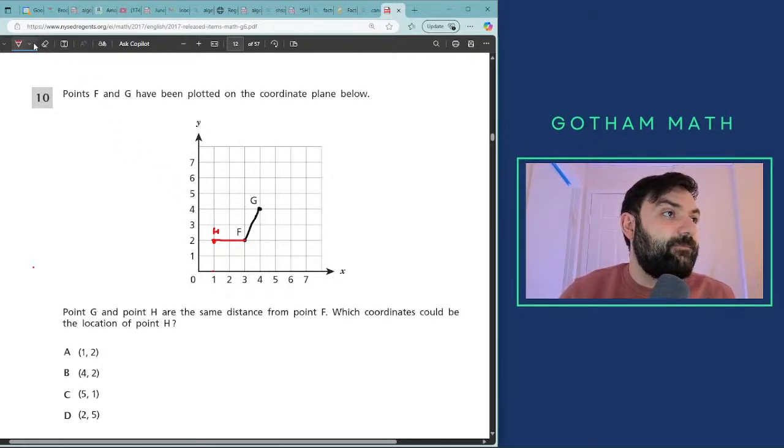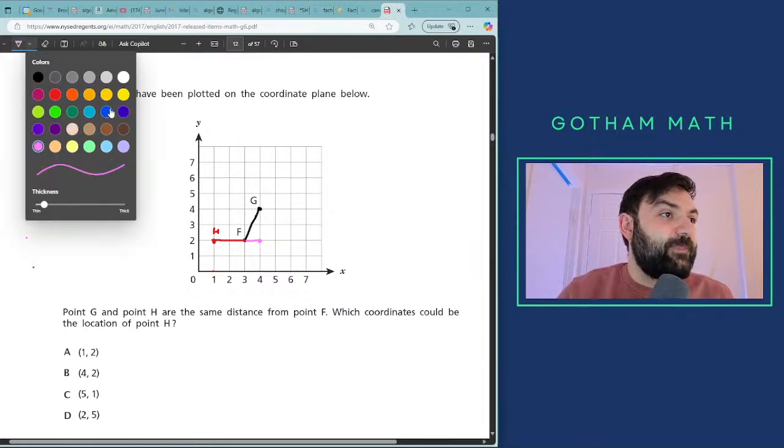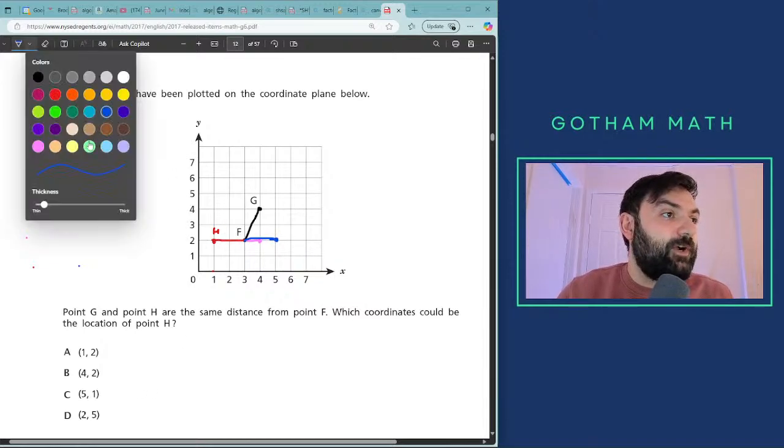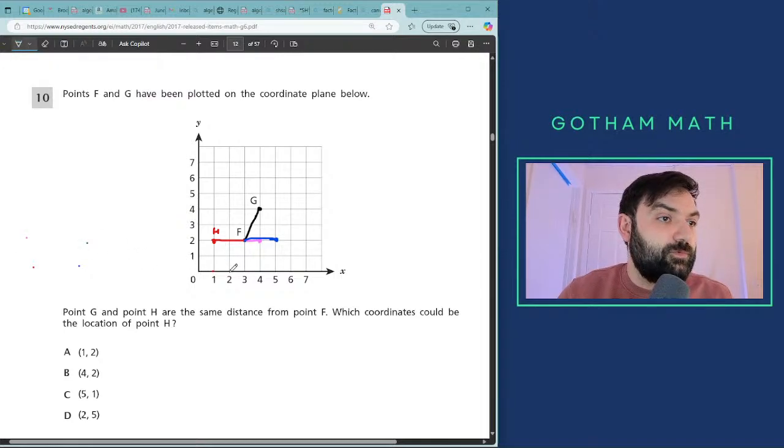All right. I'm not even going to erase this. I'm just going to pick a different color. 4, 2. That's very close to F, right? This is definitely not as long as black. All right. Next one is 5, 1. Well, same idea as the red one, right? And 2, 5. Look at 2, 5. Oh, hold on 1 second. Something is wrong. 2, 5. This is way too far.